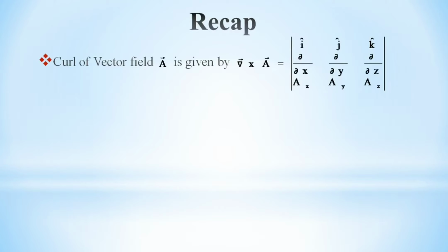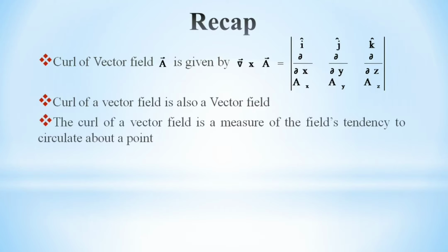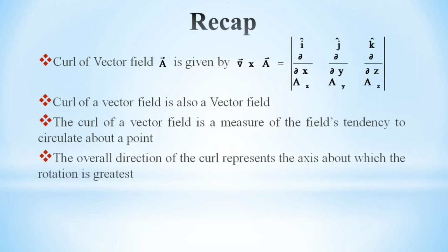Let's have a recap of what we have learnt in the previous classes. We have learnt that curl of a vector field A is given by del cross A is equal to determinant of i cap, j cap, k cap, dou by dou x, dou by dou y, dou by dou z, Ax, Ay, Az. Curl of a vector field is also a vector field. The curl of a vector field is a measure of the field's tendency to circulate about a point. The overall direction of the curl represents the axis about which the rotation is greatest.